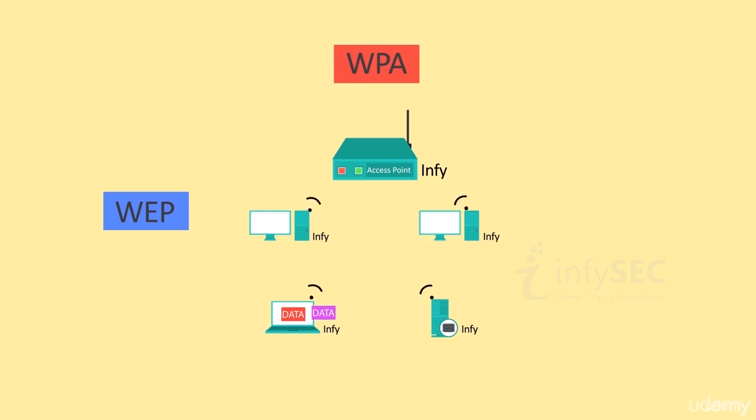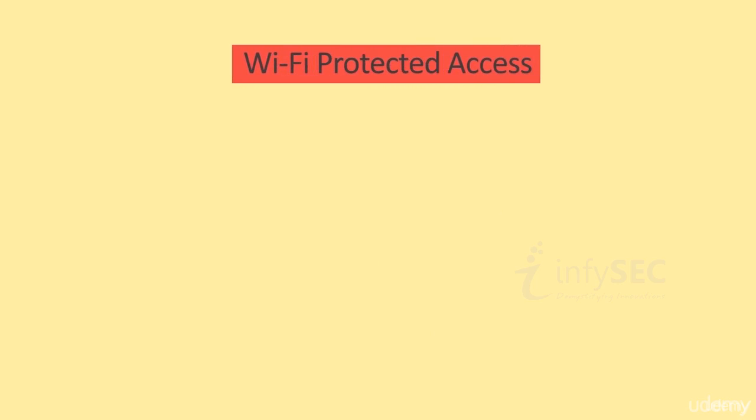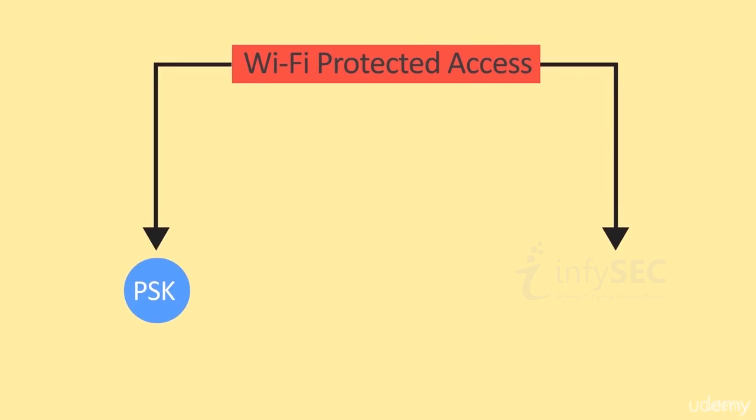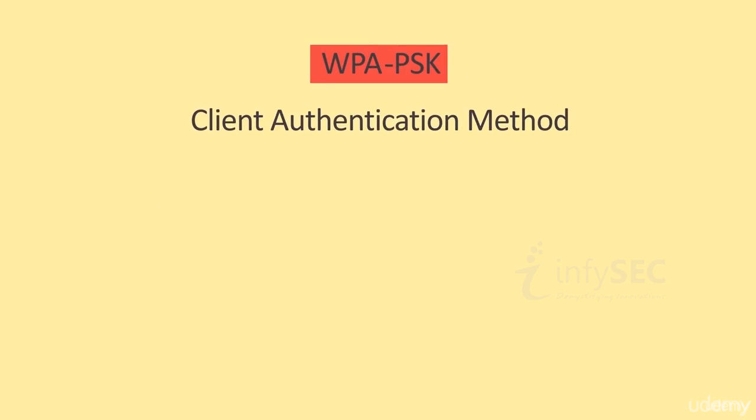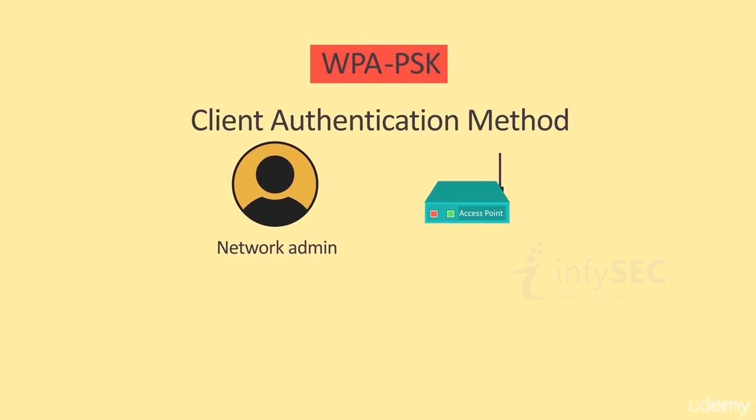WEP generates a per-packet key by concatenating the IV directly with the passphrase or master key, which exposes the master key to attacks such as FMS and PTW attacks. WPA stands for Wi-Fi Protected Access, which works based on two mechanisms, namely PSK and TKIP. The PSK is a client authentication method wherein the network admin assigns a passphrase containing up to 133 characters.